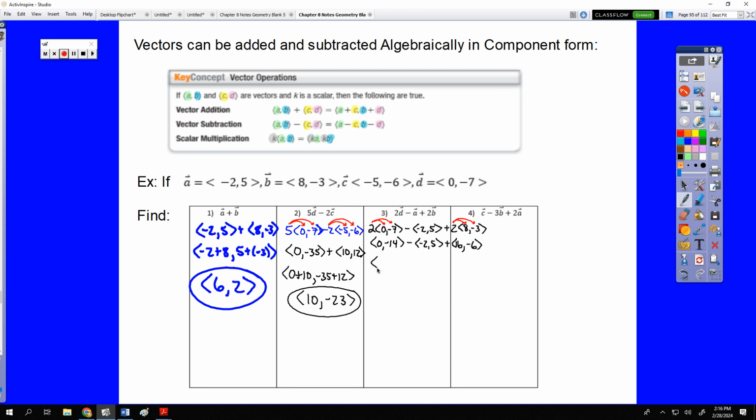Then we are going to combine the first two: 0 minus negative 2, negative 14 minus 5, which would be 2, negative 19, plus 16, negative 6. And then we're going to combine those two: 2 plus 16, negative 19 plus negative 6 is 18, negative 25.